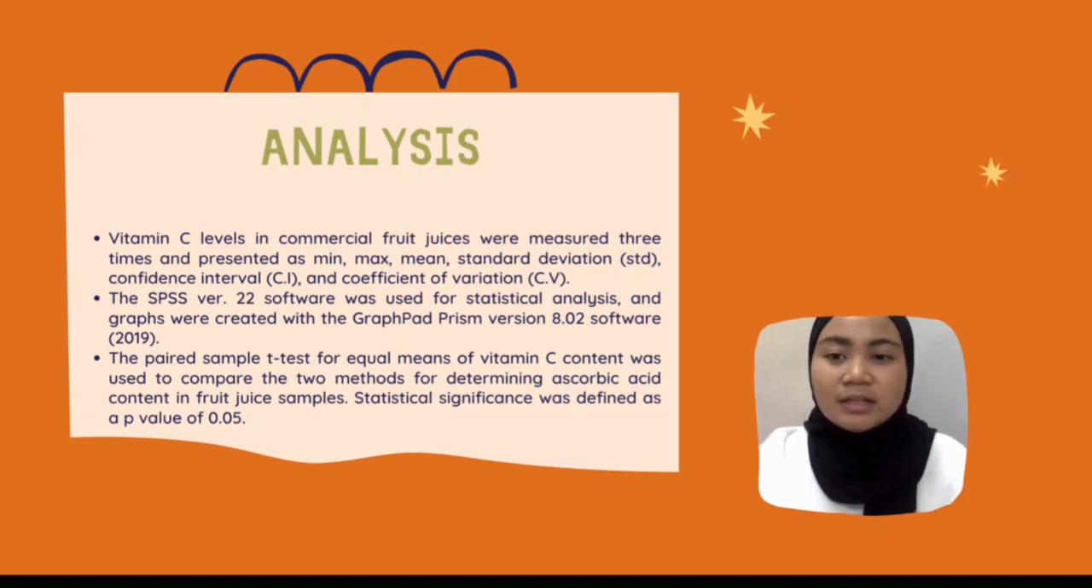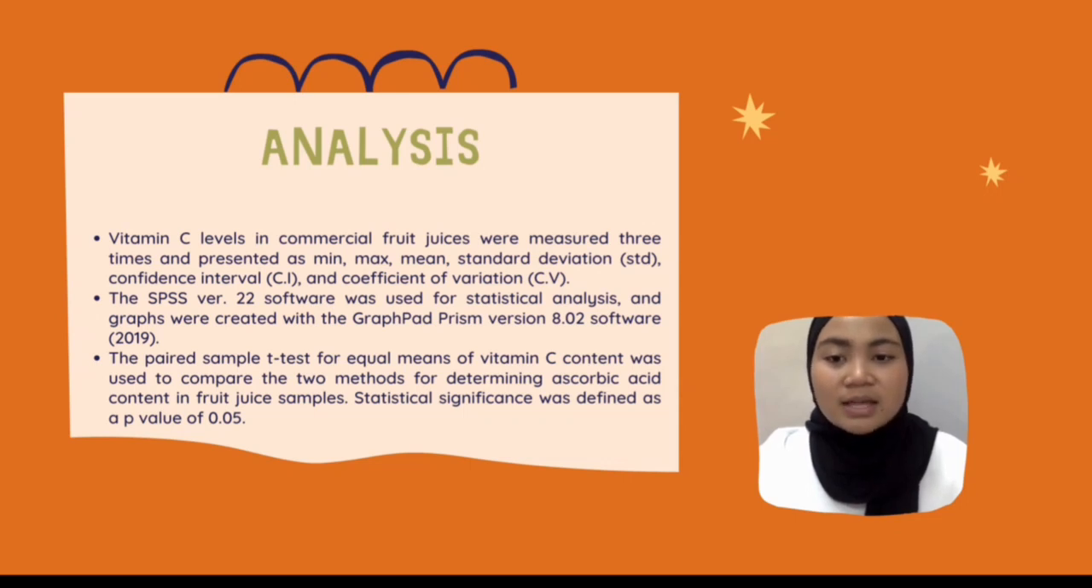So for this case study, the analysis is vitamin C levels in commercial fruit juices were measured 3 times and presented as mean, max, min, standard deviation, confidence interval, and coefficient of variation. The SPSS version 2022 software was used for statistical analysis and graphs were created with the GraphPad Prism version 8.02 software. The paired sample t-test for equal means for vitamin C content was used to compare the two methods for determining ascorbic acid content in fruit juice samples.